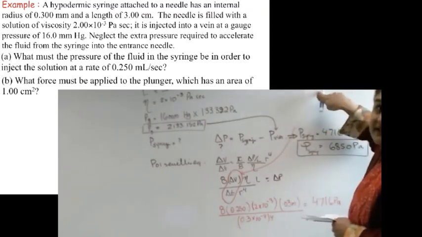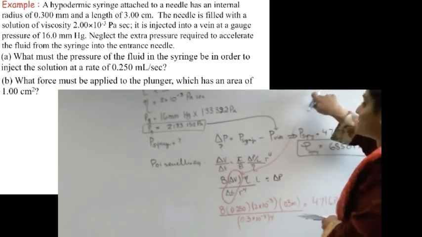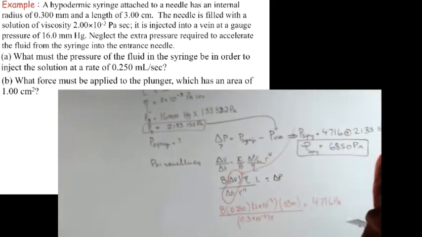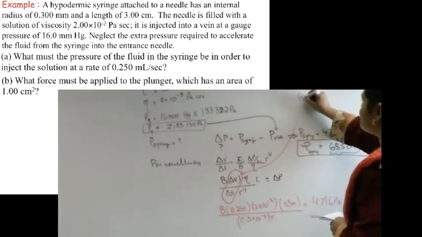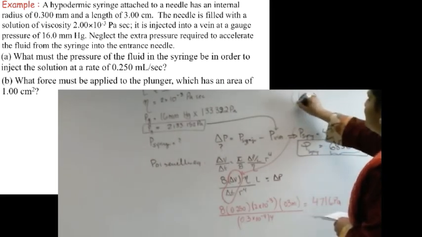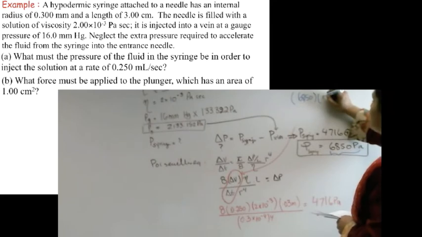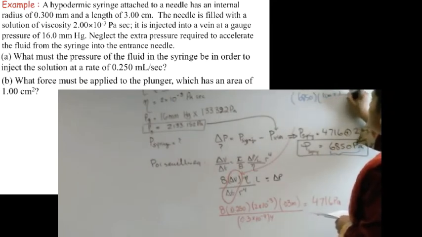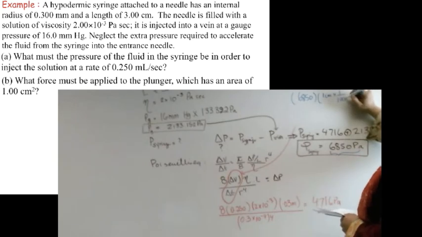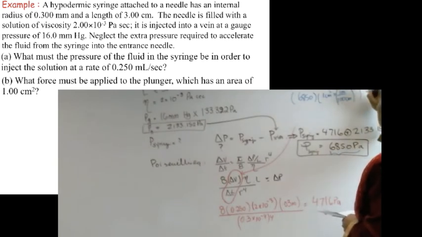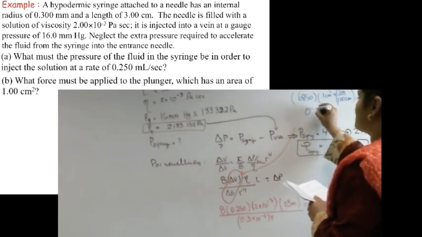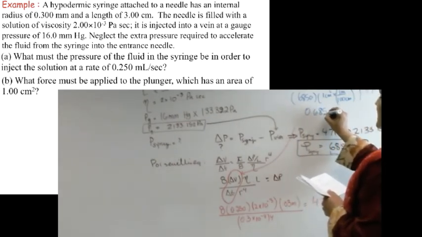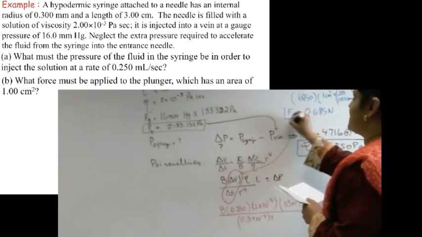And the area that they give me is in centimeters, so guess what? I have to convert it into meters. Once I've converted it into meters, I already know what my P value is. So it's going to be 6850 times the area, which is 1 centimeter, so it's going to be 1 centimeter times 1 over 100 centimeters into meters, squared. And you can calculate what the force is. And for me, when I calculate that, my force comes out to be 0.685 newtons. But don't trust me, as I always say.